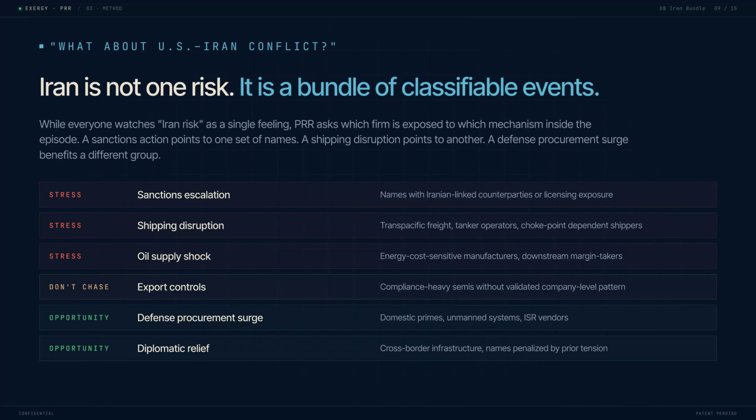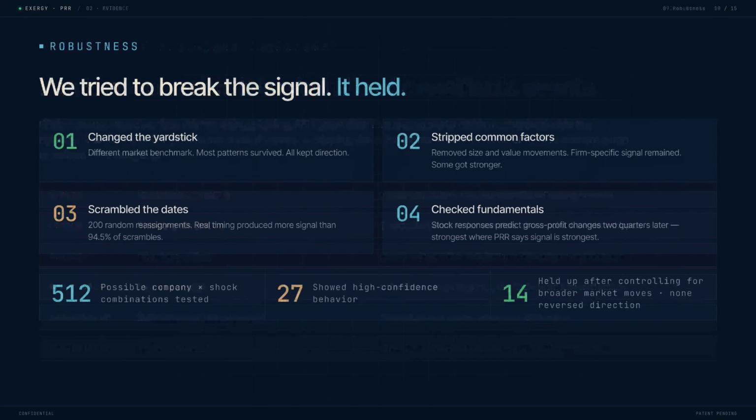This is how PRR handles the question everyone asks: what about a major geopolitical conflict? The answer is not to trade Iran risk as one single feeling. The answer is to classify the mechanisms inside the episode and ask which companies historically transmit those mechanisms as stress, opportunity, or don't chase. We tried to break the signal.